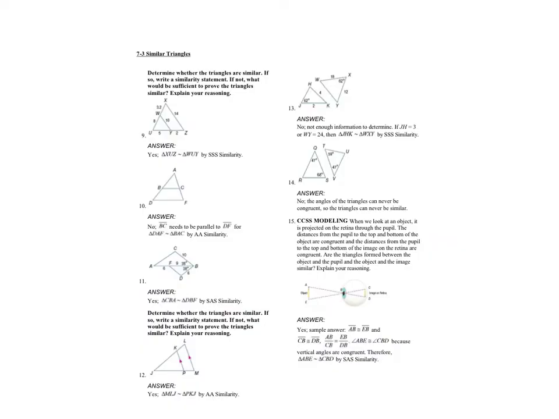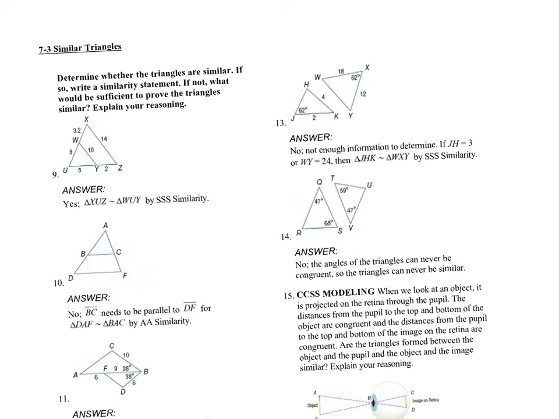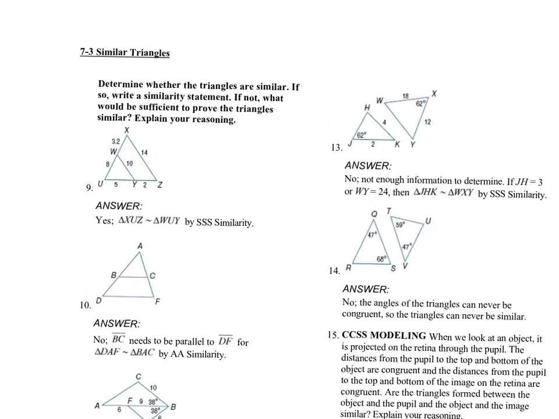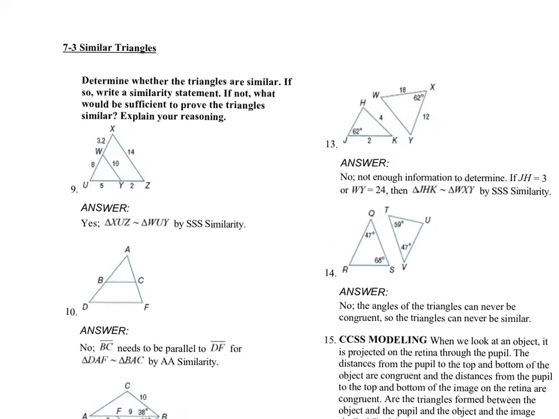Okay, all right, so let me make this a little bigger here. We have some problems on this page that we need to look at. So looking at number 9, determine whether triangles are similar. If so, write the similarity statement. If not, what would be sufficient to prove the triangles are similar, and explain your reasoning.